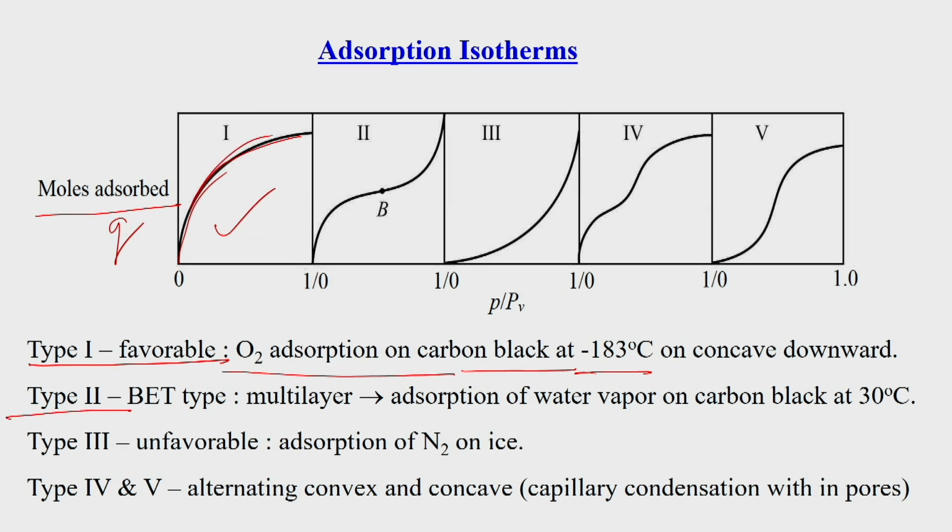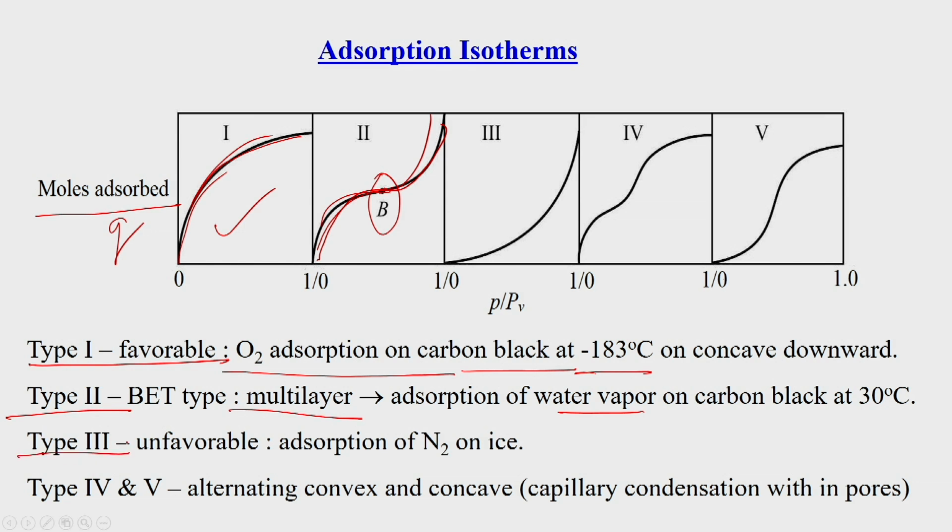Then type 2, that is the BET type, for multilayer adsorption, like adsorption of water vapor on carbon black at 30 degrees Celsius. Here also, BET is a favorable one. If we increase P by P_v, the moles adsorbed, or capacity, will go on increasing. In the beginning the increase may not be so high, but after a particular point it will be very fast, growing exponentially.